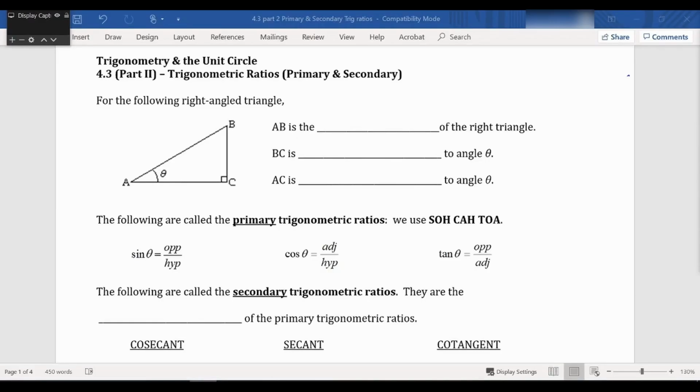Hello and welcome to 4.3 part 2. We're going to be looking at some new trig ratios today, and we're going to be looking at how to draw a point in standard position and calculate the exact values of all of the trig ratios.